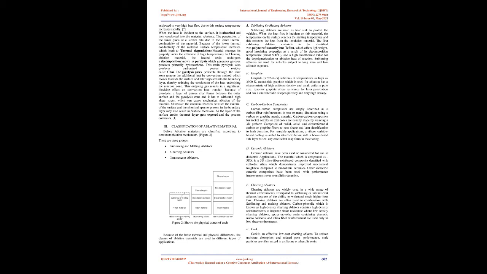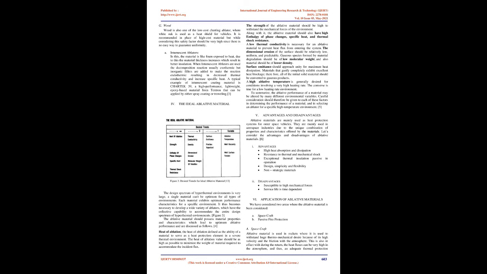C. Carbon-carbon composites. Carbon-carbon composites are simply described as a carbon fiber reinforcement in one or many directions using a carbon or graphite matrix material. Carbon-carbon composites for rocket nozzles or exit cones are usually made by weaving a 3D preform composed of radial, axial, and circumferential carbon or graphite fibers to near shape and later densification to high densities. For reusable applications, a silicon carbide-based coating is added to retard oxidation, with a boron-based sublayer to seal any cracks that may form in the coating.